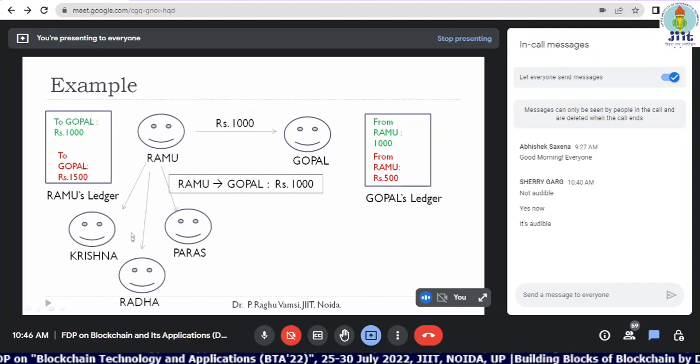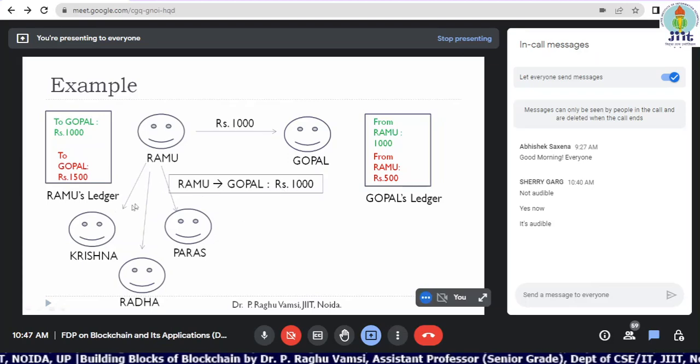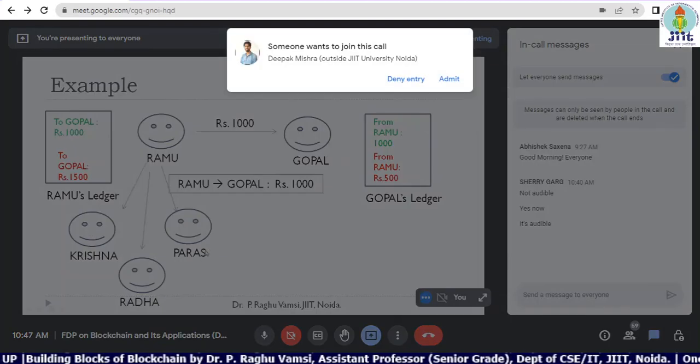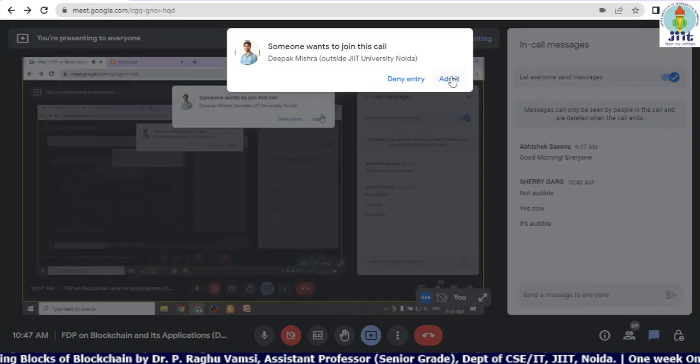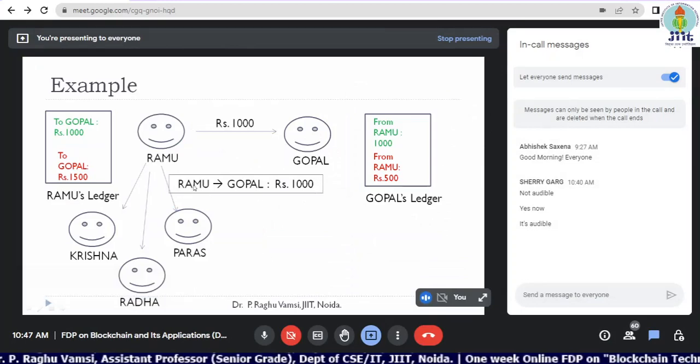All these things must be verified by Krishna, Paras, and Radha, who are the other stakeholders in the same business environment. And thereby, Krishna, Paras, and Radha have to reach an agreement on whether this particular transaction is correct or incorrect. If these three come to an agreement that this transaction is correct, then it must be saved onto the ledger.